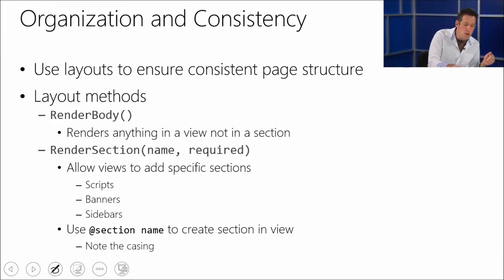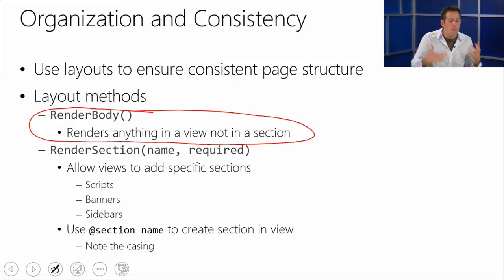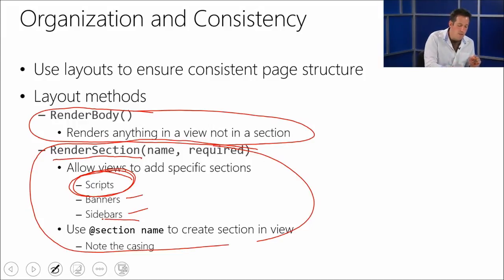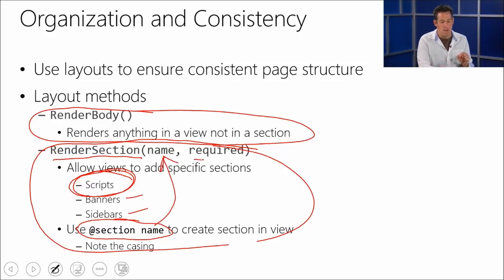And the reason that it just works is this little render body. Because render body will render anything inside of a view that's not inside of a section. We'll get to sections in a minute. So render body just looks at the view and says, okay, I'm going to take all that content and just boom, plop that right there. Render section then gives me the ability to add in specific sections for things like banners, sidebars, and in particular, scripts. Now, on the layout, it's render section. And inside of the view, you're going to use @section and then specify the name, and that's going to match. And by the way, this little required is a Boolean, true or false, on whether or not it's required.